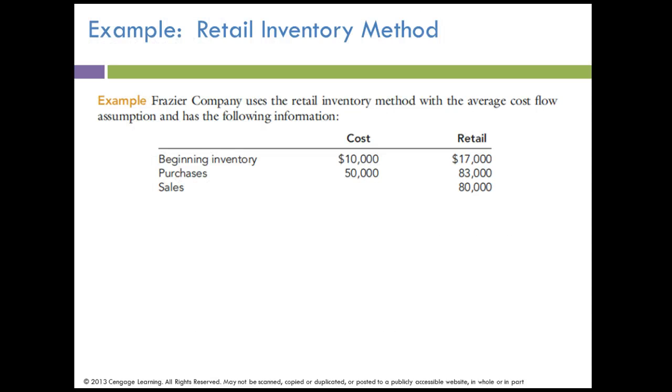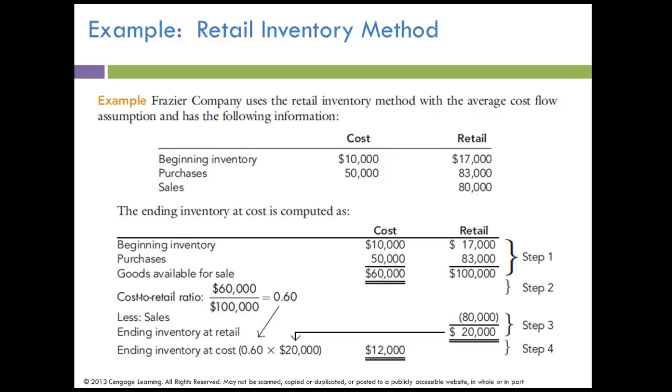So here we go. Fraser uses the retail inventory method with the average cost flow assumption and has this information. The beginning inventory at cost was 10, at retail 17. The purchases are 50,000, the retail's 83. And then the sales are at 80,000.